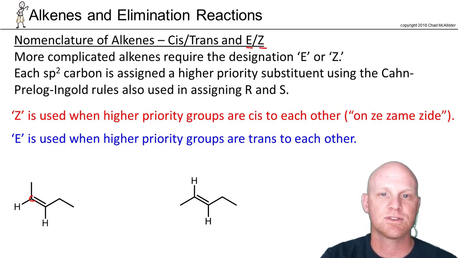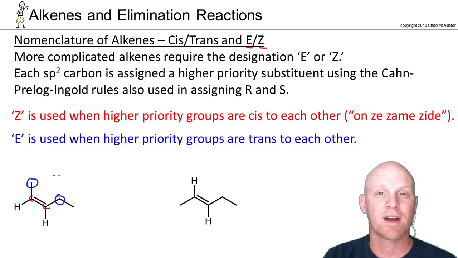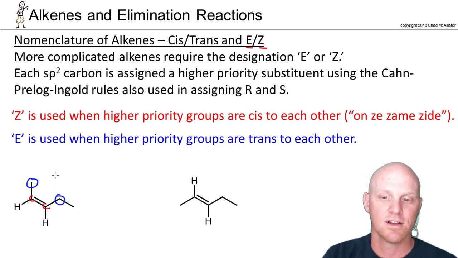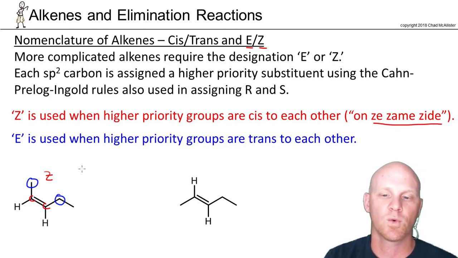In this case, the sp2 carbon on the left is bonded to the carbon of a methyl group and a hydrogen, and carbon has a higher atomic number, so I'm going to circle that as the higher priority group. The sp2 carbon on the right is also bonded to two groups, a hydrogen and the carbon of an ethyl group. That carbon of the ethyl group is going to get the higher priority. In this case, those two higher priority groups are cis to each other. When the two higher priority groups are cis to each other, we refer to it as the Z isomer. We often say they're on the same side as a way of remembering that.